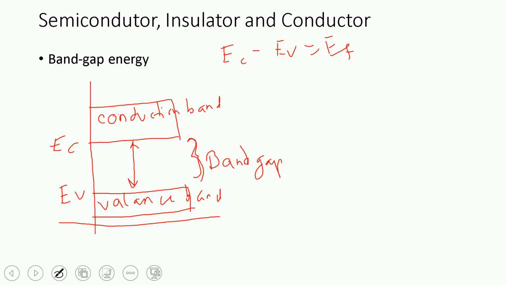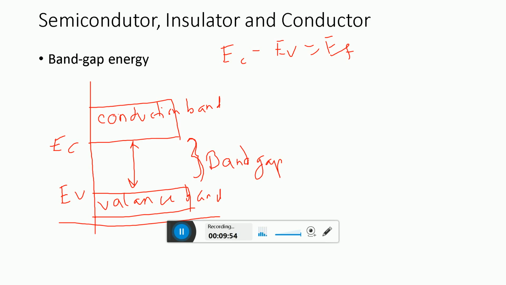On the basis of band gap energy we can categorize materials as insulator, conductor and semiconductor. So we have the classification of materials on the basis of band gap energy. In this case, if the band gap energy EG is higher, that is greater than 5 eV, then this is called an insulator.